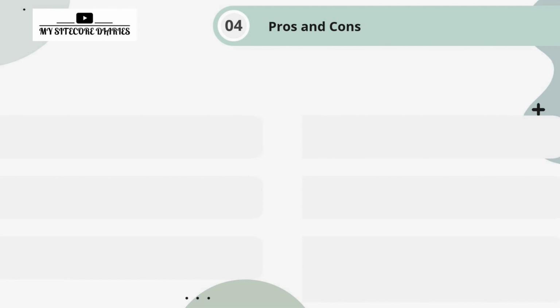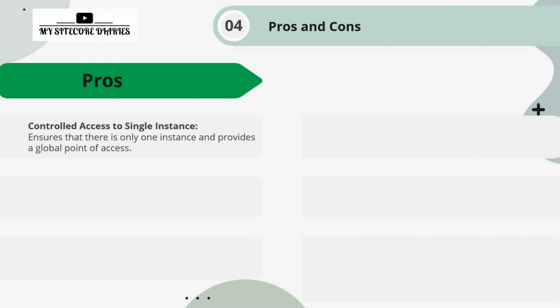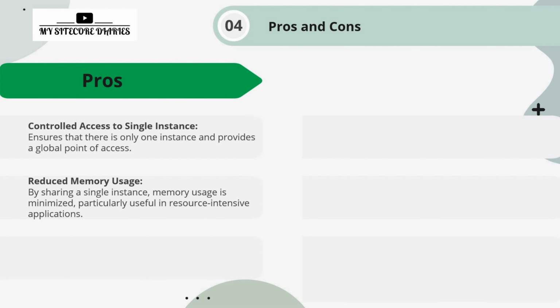Let's see what the pros and cons of a singleton pattern are. Let's see the pros first. First is controlled access to a single instance. It ensures that there is only one instance and provides a global point of access. Second, reduced memory usage. By sharing a single instance, memory usage is minimized, particularly useful in resource-intensive applications. You are using only a single instance, so that will reduce the memory usage. And consistency: a single point of access can maintain a consistent state across the application. So it is more consistent if you are using a singleton pattern.